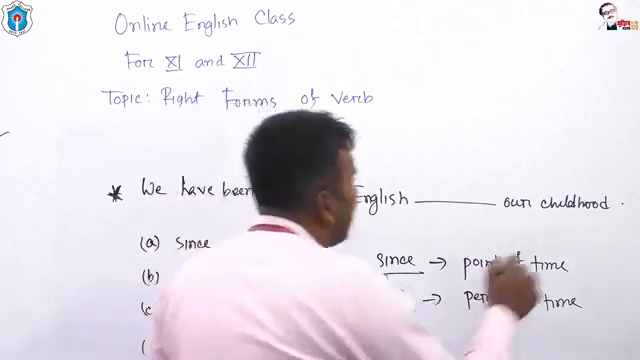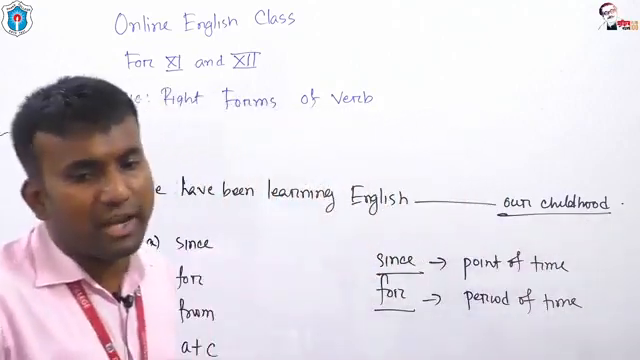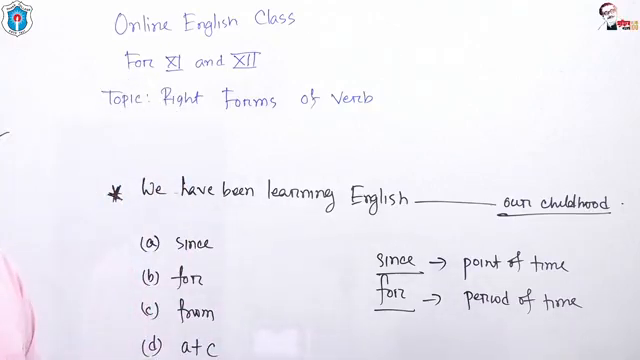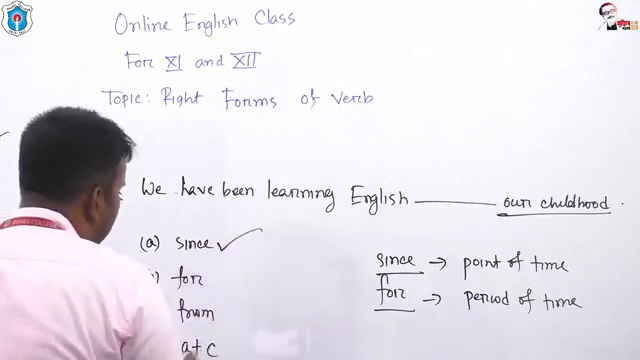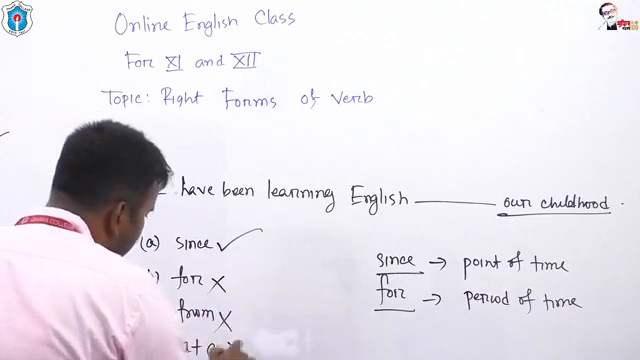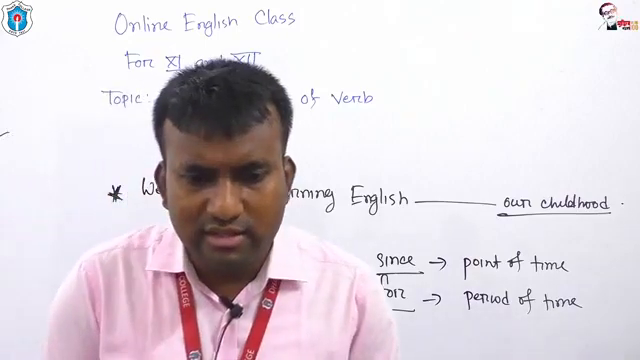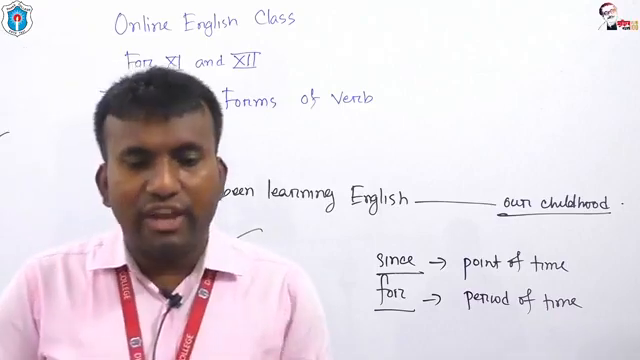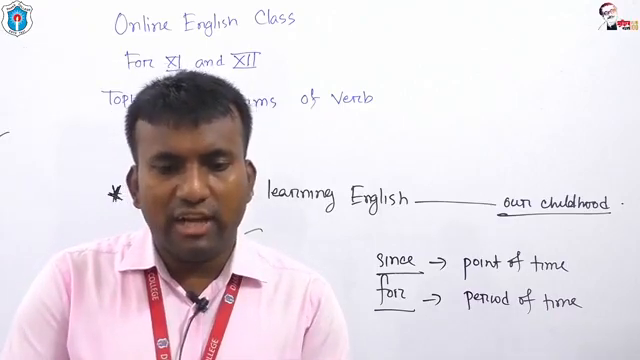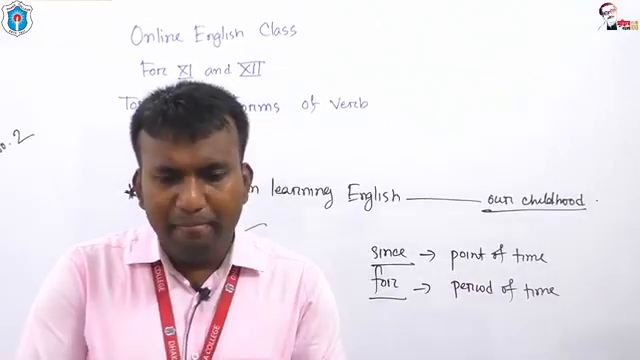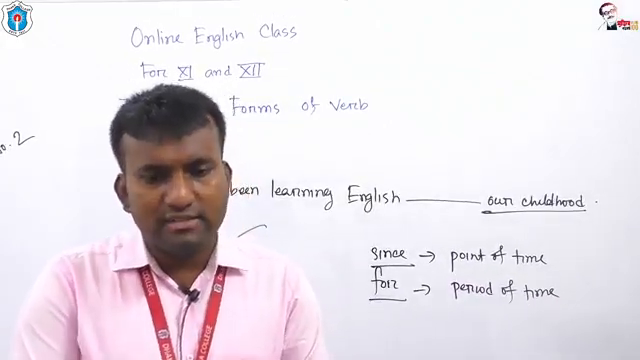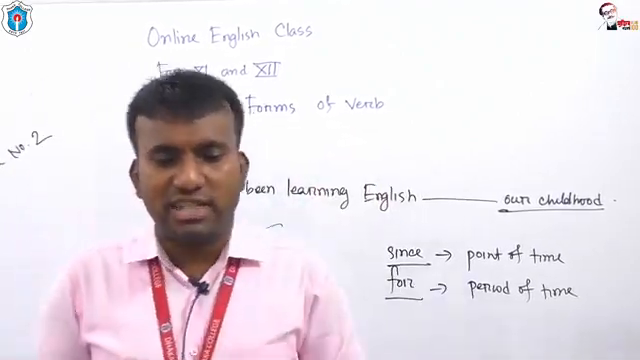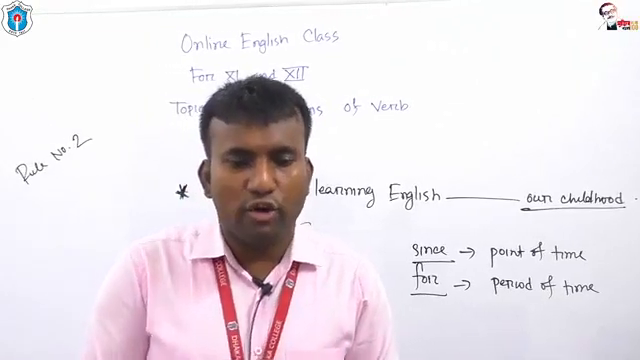Here our childhood is not a duration, it's a point of time. That's why we have to take: we have been learning English since our childhood. This is correct, this is incorrect, this is incorrect, this is incorrect. Clear to you, my dear students? So we have already learned that if you get since or for, the expression of time in present perfect continuous tense, you have to use this rule. Present perfect continuous tense maintains two prepositions, since and for.